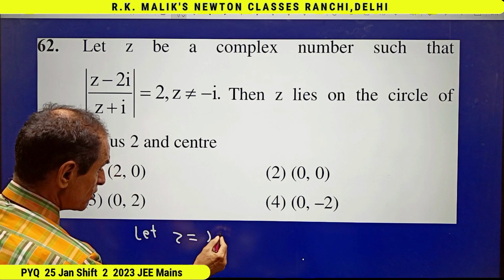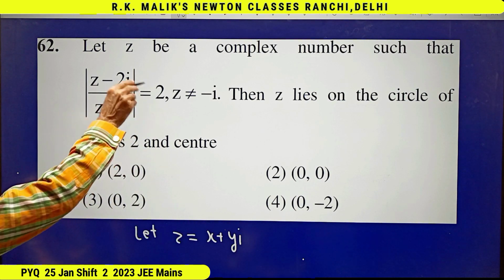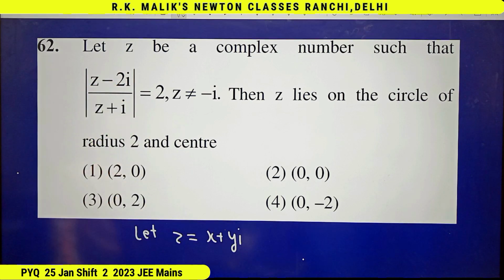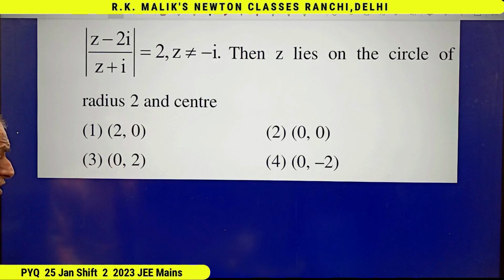z equal to x plus yi and simplifying this equation and get a Cartesian equation in x and y, and from that equation you can easily find the center. But the proper and short way of doing this question is with the help of complex numbers only, that is without converting this equation into Cartesian form. To understand the solution, first let me tell you the concept which I am going to use.